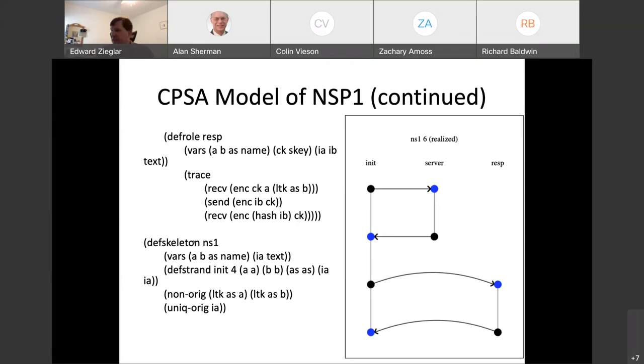So it indicates that if the initiator is communicating, if the server is generating a fresh key, and if the keys between the initiator and the server and the responder and the server are all uncompromised, then we're going to get only executions that we would expect, where the initiator can communicate correctly with the responder and authenticate the responder.